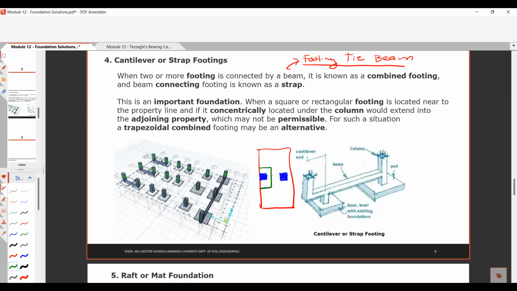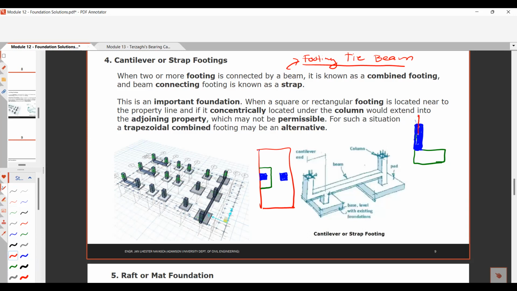Okay? So if we study this type of foundation when you have a column near the property line, what happens to that foundation is like this. So this one is the blue column. It is located at the edge, right? It's here at the edge. Then this is our footing, our foundation. Okay. So this is a highly eccentric footing.